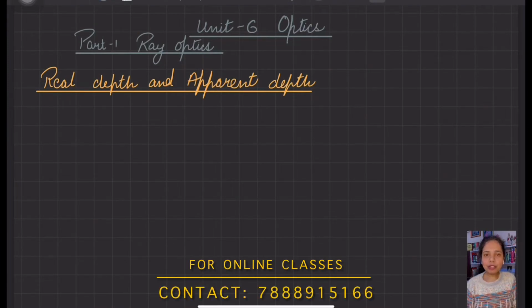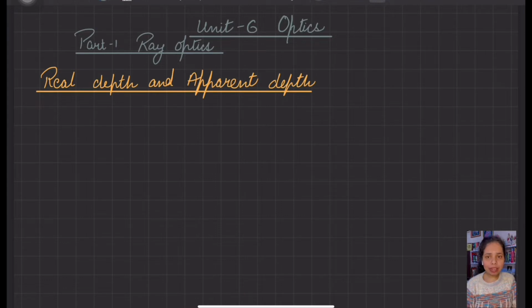The topic which we are going to discuss is to find the relation between real depth and apparent depth when object and observer are in two different media, from Unit 6 Optics for class 12, and the chapter is Ray Optics and Optical Instruments. If you want to know the basics of reflection and refraction, then here is the link above.